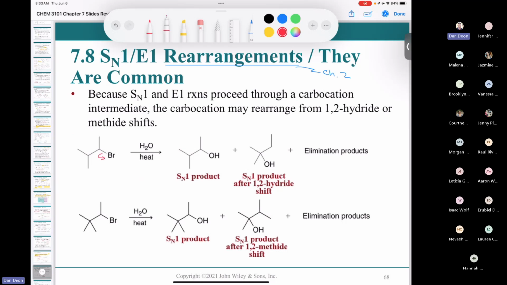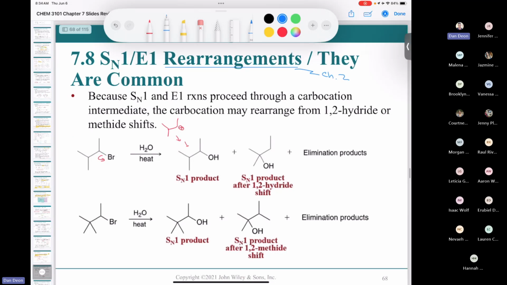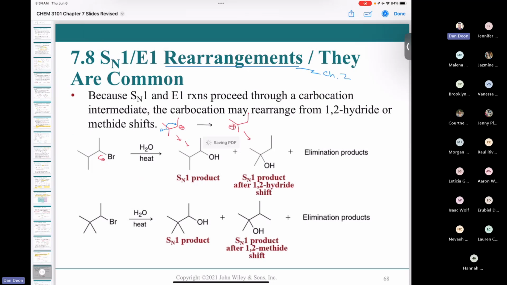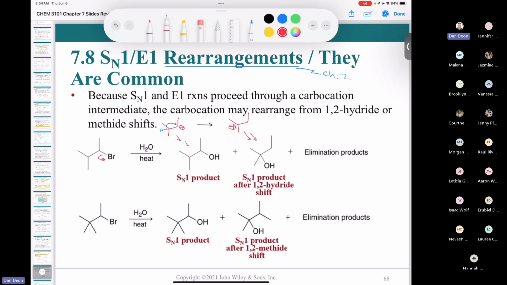After the leaving group leaves, the carbocation that would result would be this here, right? Now that carbocation, if it undergoes a nucleophilic attack and a proton transfer, is going to give you this alcohol. However, look at this blue proton. You guys know that blue proton can undergo a hydride shift, and then you would end up with this carbocation. Now, after this carbocation undergoes a nucleophilic attack and a proton transfer, it's going to give you this alcohol. So we end up with a mixture, and we also get some elimination products in this case.